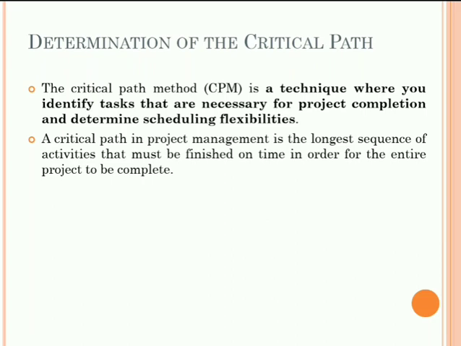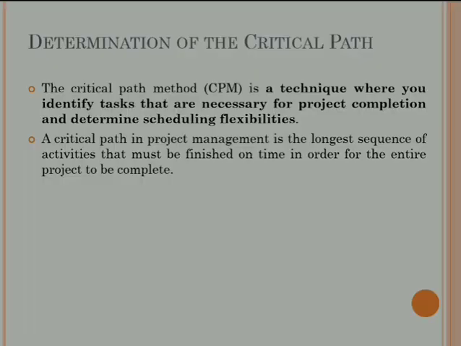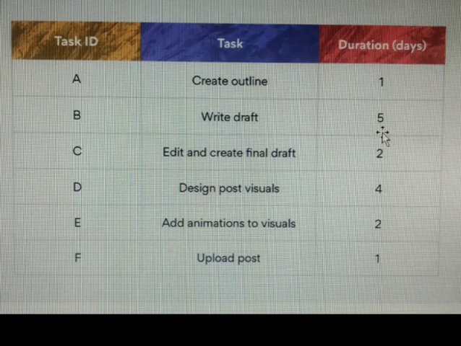Task B is dependent on A. What was task B? That was writing the draft. Okay, these were the tasks that we have seen. Task A, creating the outline, had a duration of 1 day, then writing the draft, then editing and creating the final draft, then designing the post visuals, adding the animations to visuals, and uploading the post. Here task B, writing the draft, is dependent on task A, creating the outline. Task C is dependent on B, because we are editing and creating the final draft. For that we need the actual written draft that was done in B.